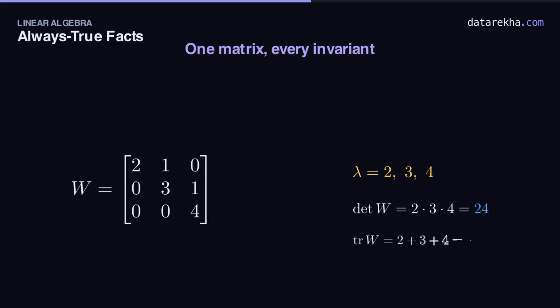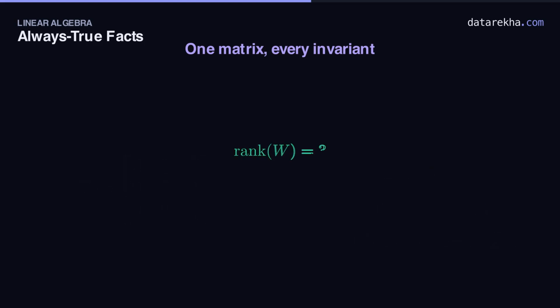Its trace, 2 plus 3 plus 4, is 9, which is exactly the sum of those same eigenvalues. Determinant is their product, trace is their sum. Both checks pass. Now rank and nullity.